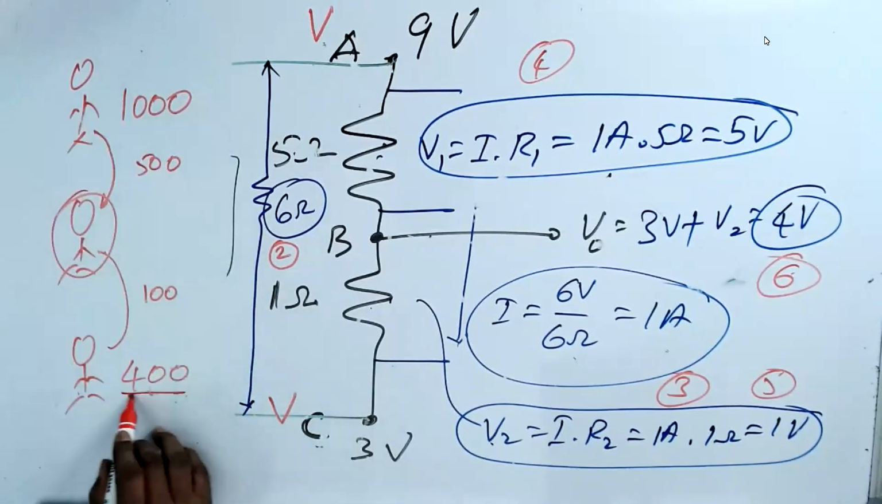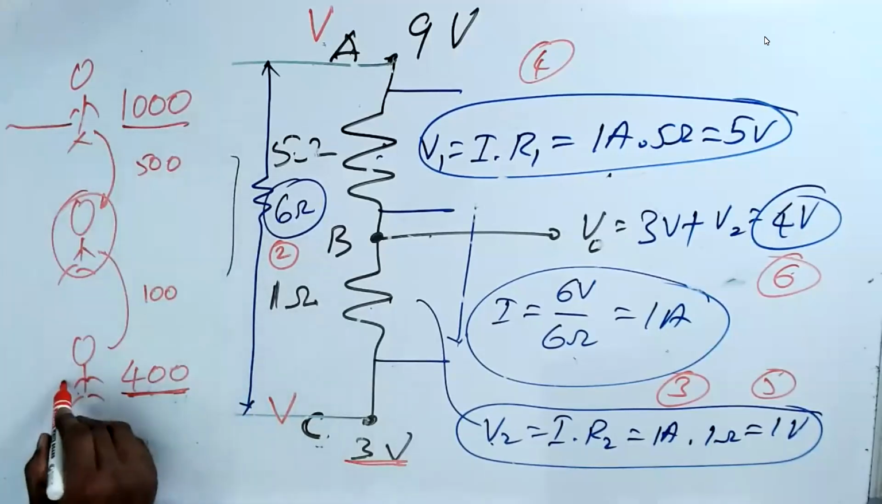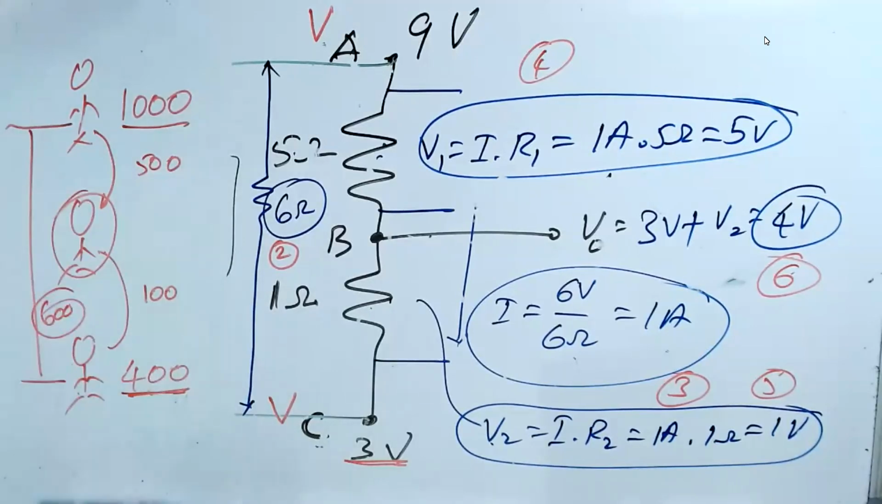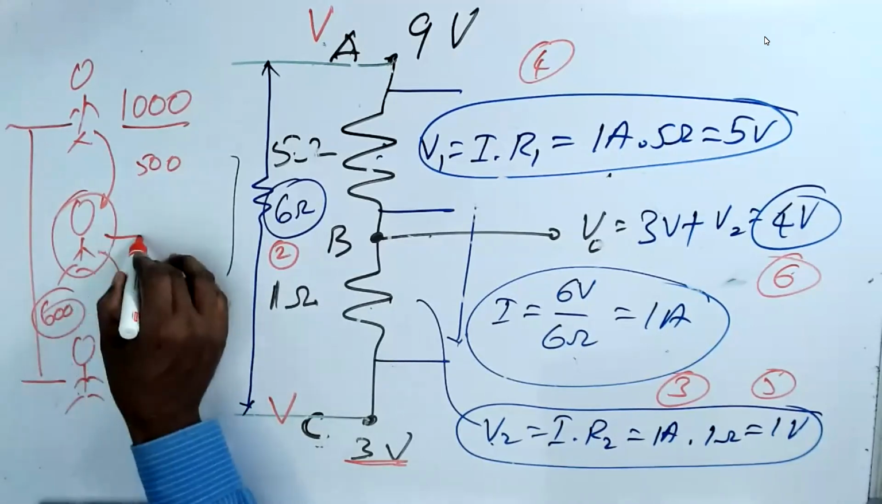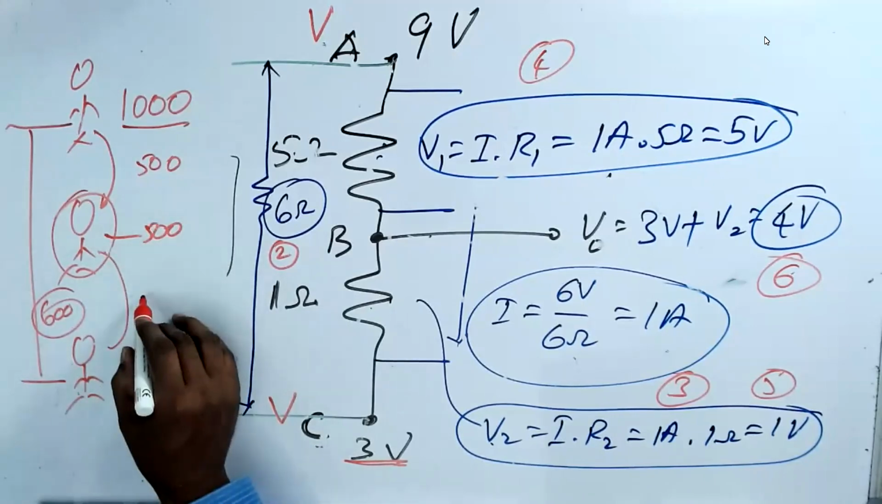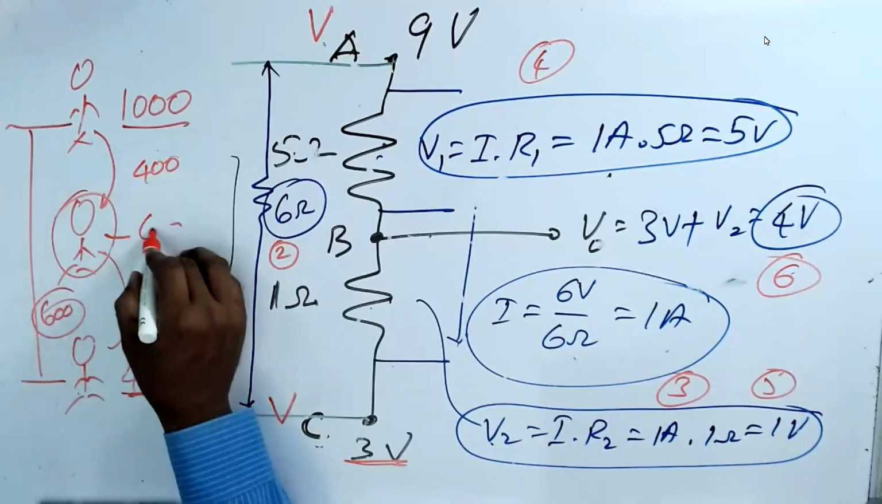One guy is having 400, that is 3 volts. The difference between them is 600 rupees. He is 100 rupees more than that, meaning 400 plus 500. This guy is having 500 rupees. To make it simple, you can make this a 4 and this a 2, then it becomes easy. Then this guy becomes 600.